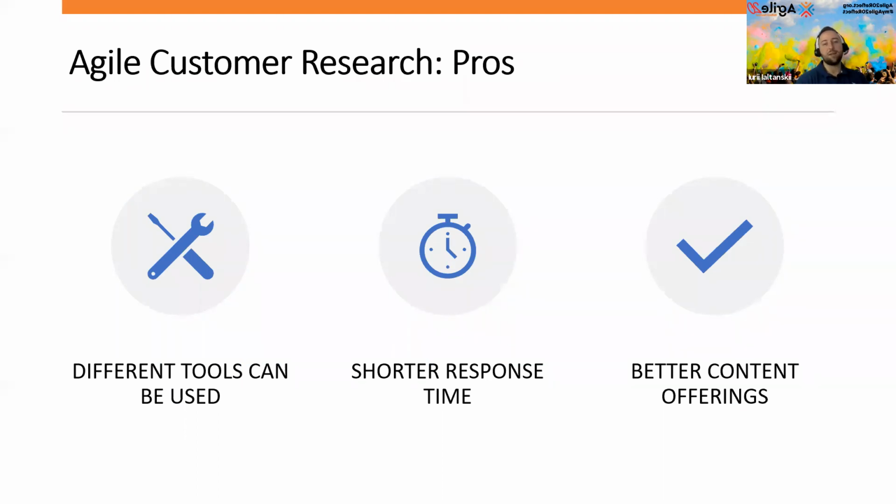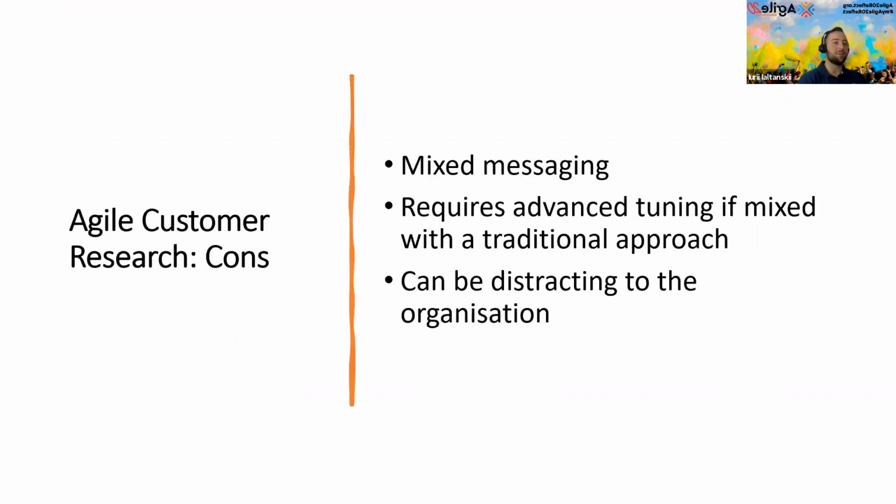Also, as I said, we have shorter feedback loops, which allow us to respond fast. And as we are talking about customer research and marketing related stuff, it also allows us to have better content offerings to our clients. Okay, so what are the cons of this method?